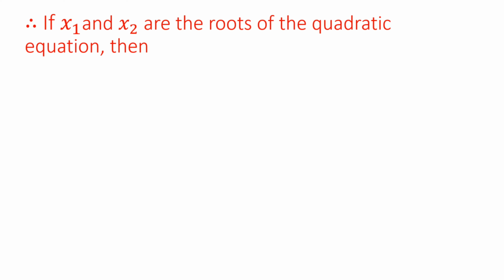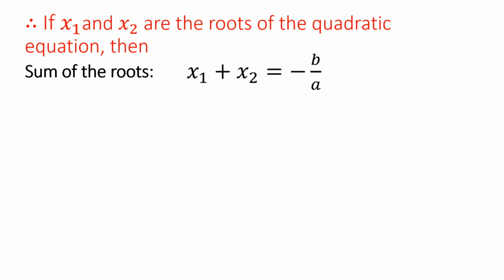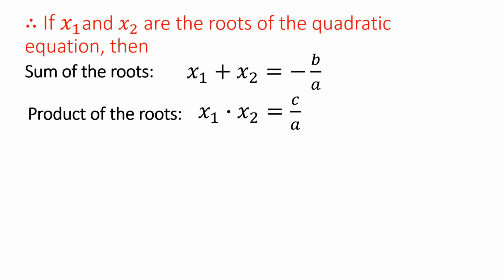So therefore, based on the computation, if x sub 1 and x sub 2 are the roots of a quadratic equation, then the sum of the roots can be expressed as x sub 1 plus x sub 2 equals negative b over a, and the product of the roots is expressed in the form x sub 1 times x sub 2 equals c over a. So these are the formulas to get the sum and product of the roots of any quadratic equation. So we base this on our previous computations.